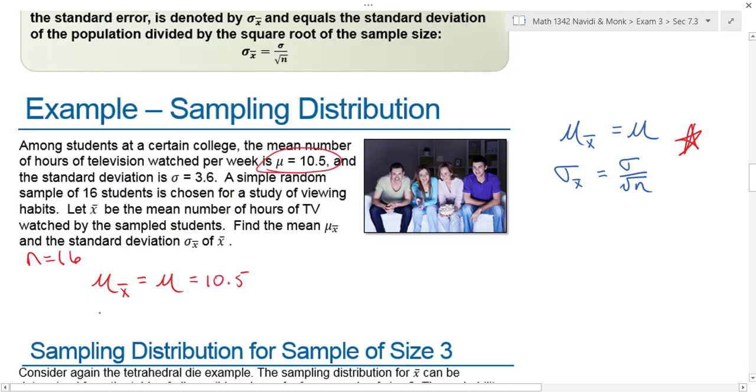We're also asked to find the standard deviation of the sampling distribution, and we know based on this formula that I gave you that it's going to be equal to the population standard deviation divided by the square root of n. For this particular scenario, what is the population standard deviation? 3.6. And what is our sample size? 16. The square root of 16 is 4, and 3.6 divided by 4 is 0.9. So there's our standard error, and this is the mean of the sampling distribution.